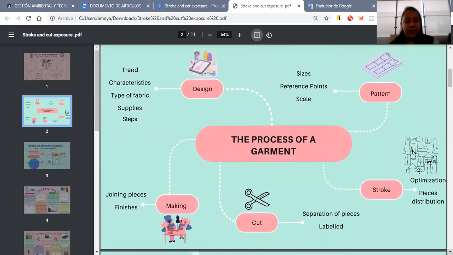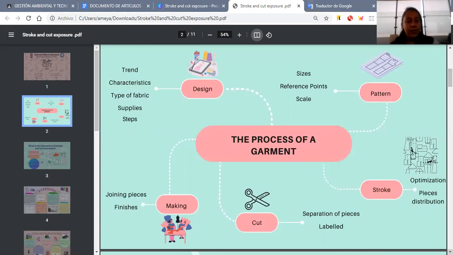First, we start with the design. In this step, we are going to choose the color, trend, the characteristics, the fabric, the supplies, and total steps to follow. Also prepare a template that will help us to prepare our technical sheet. The next step is the pattern. Here the worker marks the pieces of the garment where the objective is to create the size, the scales, and put the reference points of the pattern. This step we can do manually or by computer.